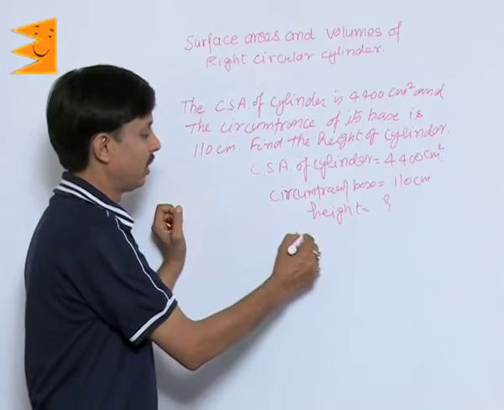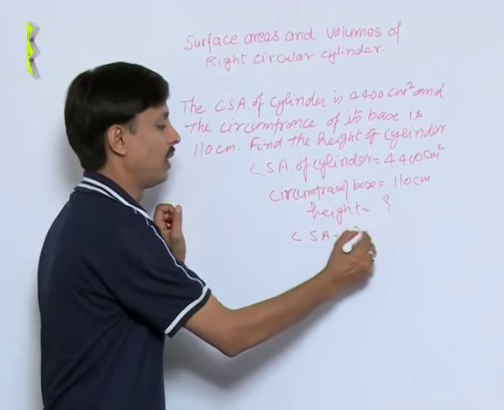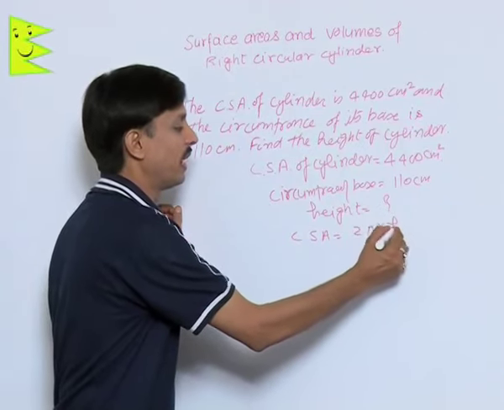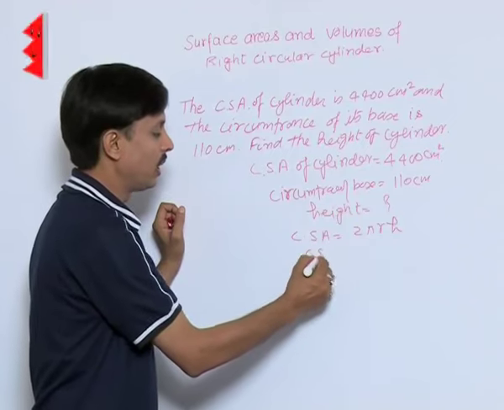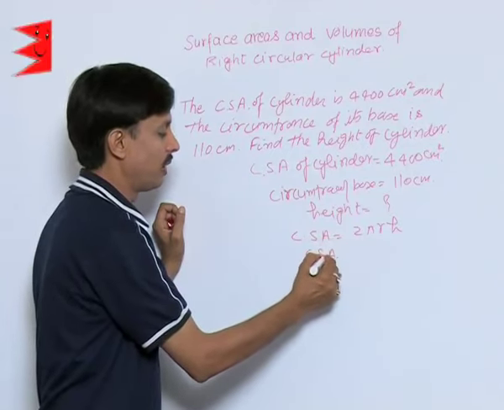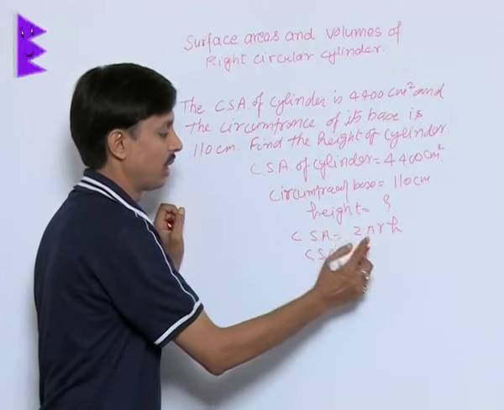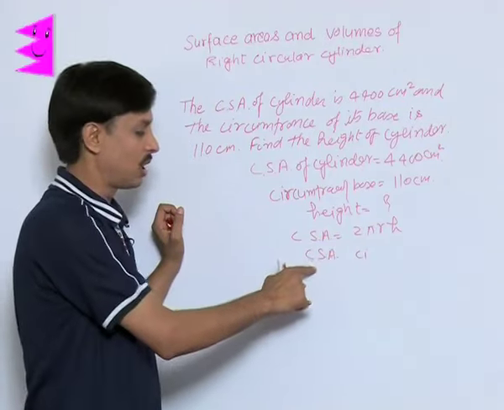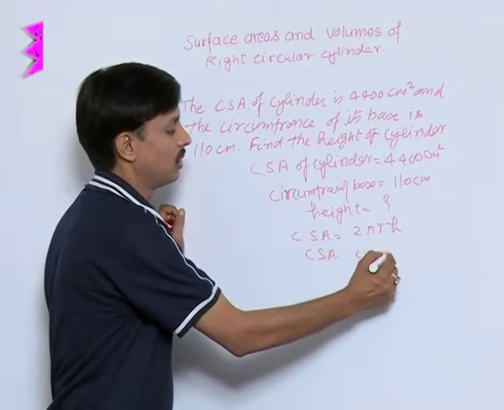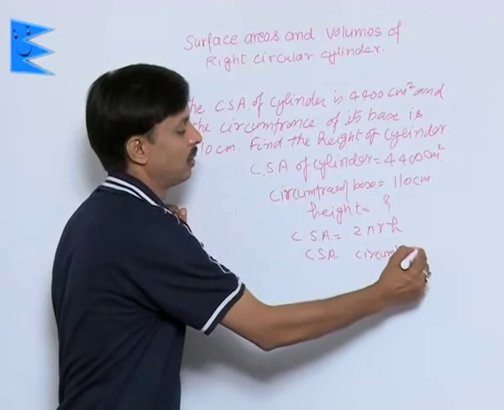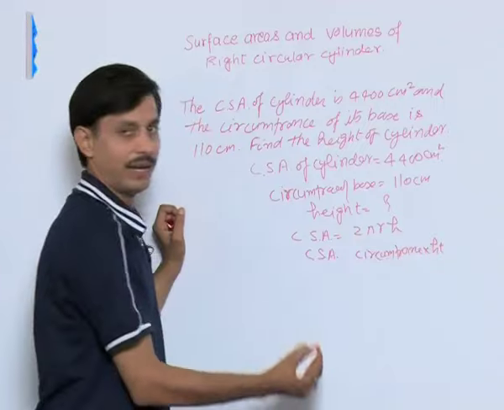You know that CSA is given by 2 pi r h, or you can say CSA is given by 2 pi r, where 2 pi r means circumference. You can say the formula for curved surface area is circumference into height.